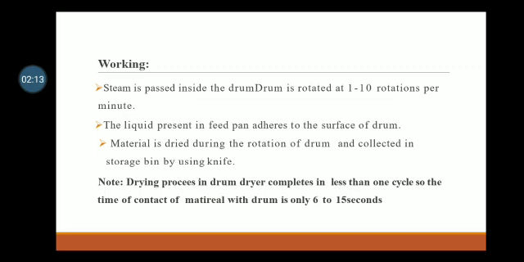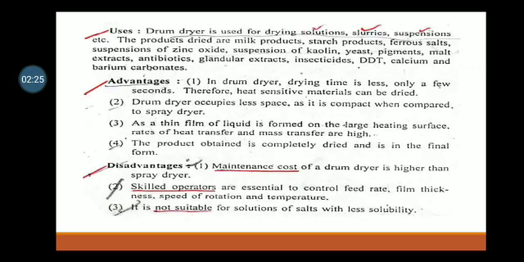Note: the drying process in drum dryer completes in less than one cycle, so the time of contact of material with the drum is only 6 to 15 seconds. Uses: drum dryer is used for drying solutions, slurries, suspensions, etc. The products dried are milk products, starch products, ferrous salts, etc.